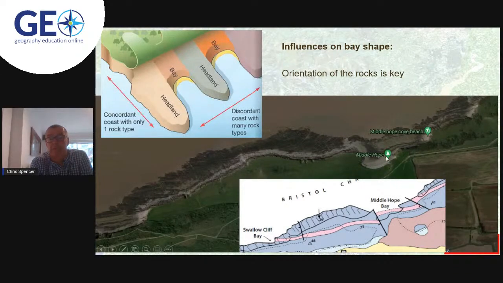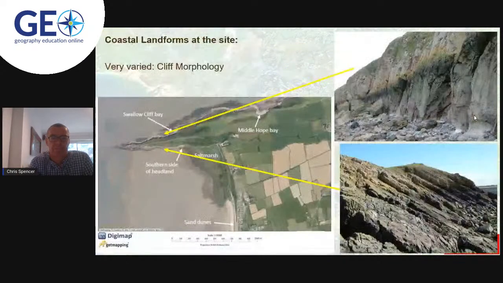This sort of pink rock at Middle Hope is exposed parallel to the coast over towards Middle Hope. And so it's much more of a concordant coast, giving us a wider, more open bay. And then when the same rock is exposed further here, it meets the coast at right angles, giving us a more discordant coast. So rock orientation is key here. The rock type doesn't particularly change, but that one small variable, the angle at which the rocks meet the coast, results in very different bays developing here. So the coast is very responsive to small changes in the coastal characteristics.